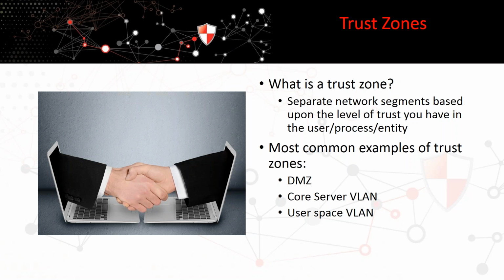Some really common examples of trust zones are the DMZ, the demilitarized zone, core server VLAN, in which your core infrastructure sits, things like your Active Directory servers, your database servers, things like that, and then your user space VLAN. And VLANs are actually the perfect way to implement trust zones throughout your environment. It's not necessarily required to have separate physical network infrastructure to be able to do trust zones. However, some very high security environments do separate physical networks.